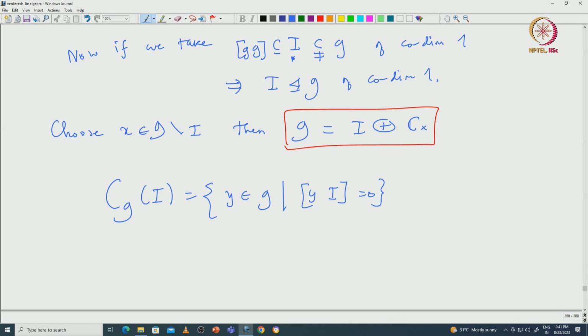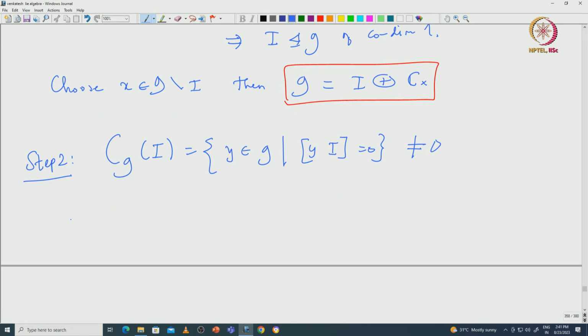So, this is a subalgebra that we have already seen. Our claim is this must be non-zero. This is my step 2. Okay. So, why is this non-zero? If you think about it, we already proved that the center of G intersection I is non-zero. So, if you take any z from this center of G intersection I, then you can easily see that this z must be inside C G of I. So, that makes this C G of I non-zero.